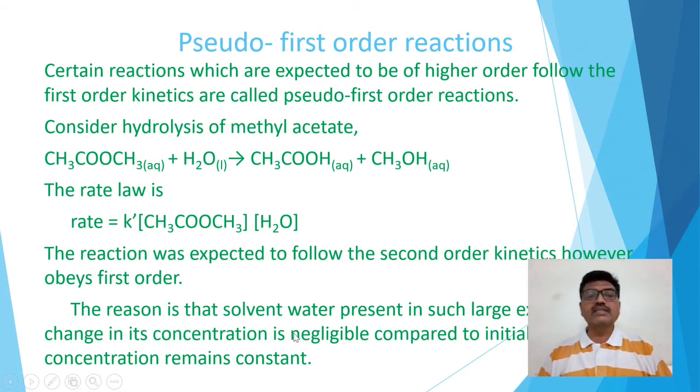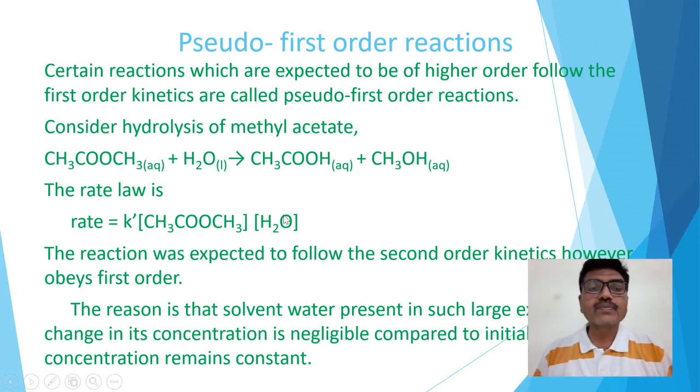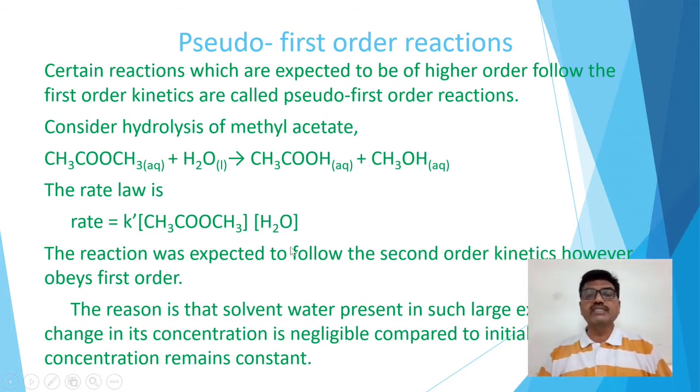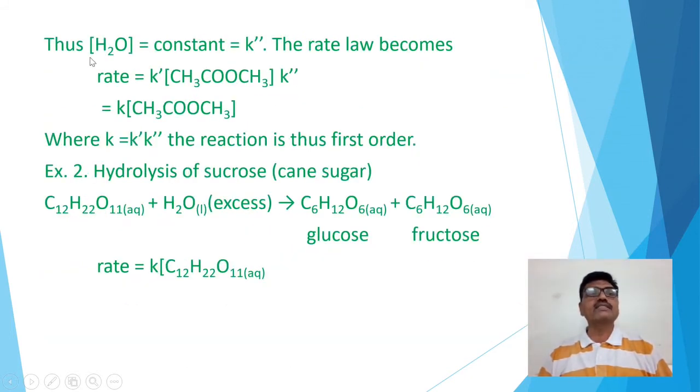The reason is that the solvent water is present in such large excess that the change in its concentration is negligible compared to the initial one, or its concentration remains constant. See here, water being in excess, the change in its concentration is negligible and it remains constant, and that's why we can write like this. Thus molar concentration of H2O is equal to a constant.